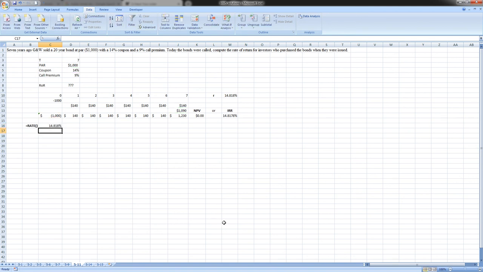So there's 3 ways to solve for this. Again, what we're trying to find is the discount rate for a bond where you pay 1,000 at time 0. There's cash inflows or coupon payments of 140, or 14%, and at the end there's the return of principal plus the 9% call premium for a total amount of 1,090. So again, you can use the NPV with Goal Seek option. You can use IRR, which is probably easiest in this example, or the RATE function.